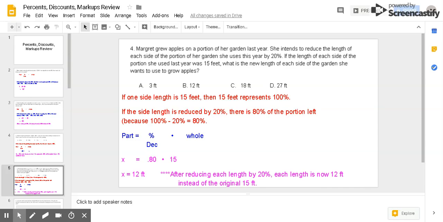All right, so again, so we understand, if the portion is being reduced by 20%, then you're left with 80% left over. So your job is to find 80% of 15 feet.